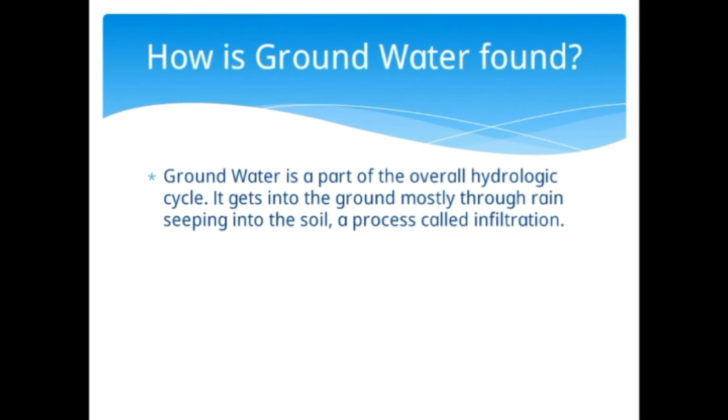How is groundwater found? Groundwater is a part of the overall hydrologic cycle. It gets into the ground mostly through rain seeping into the soil, a process called infiltration. Below the water table, all the openings in the rocks are full of water that moves through the aquifer to streams, springs, or wells from which water is being withdrawn.